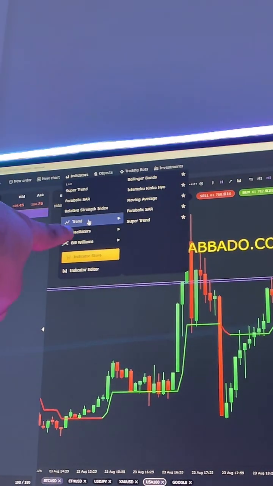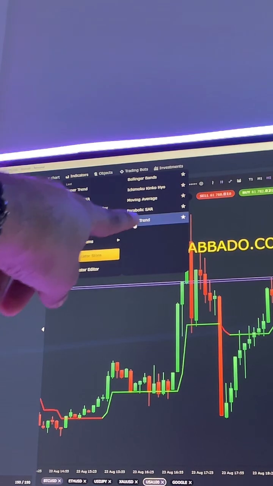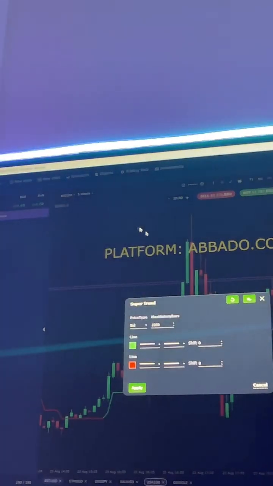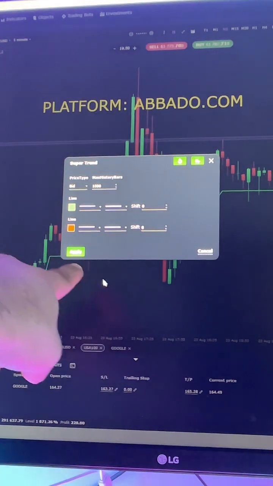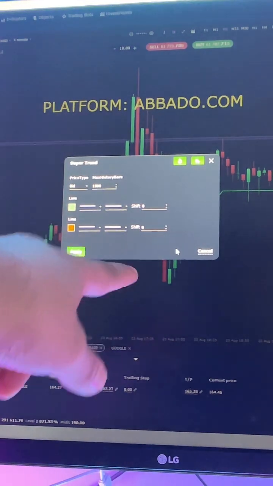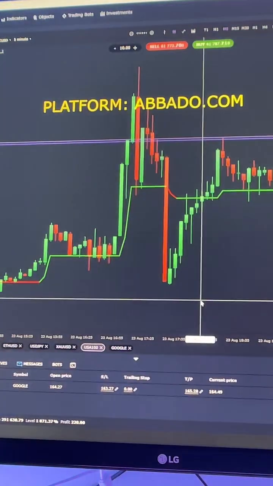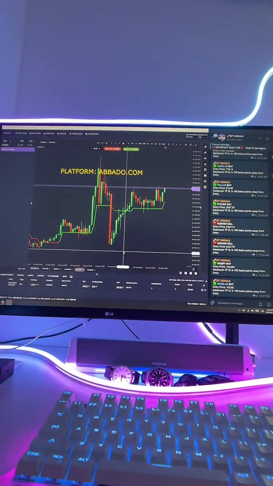Under the indicators tab, under the trend drop down, click super trend. Once you click super trend, I would not change any of these settings, and then I click apply. Once I click apply, then I will have the super trend indicator on my chart.